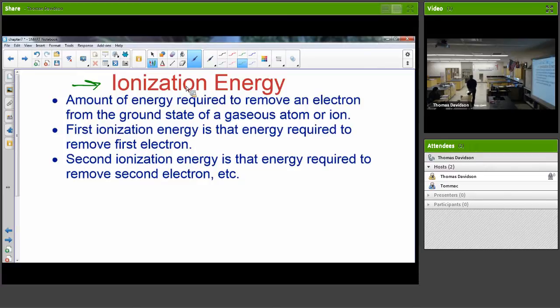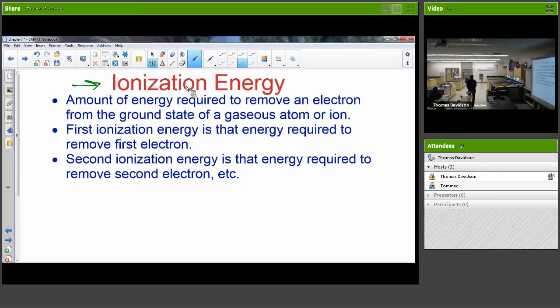So this is a change of topic. It's the amount of energy required to remove an electron from the ground state of a gaseous atom or ion. And that's a lot of words, but it's just the energy required to take the electron away. All right? The first ionization energy is that energy required to remove the first electron. It's kind of random.